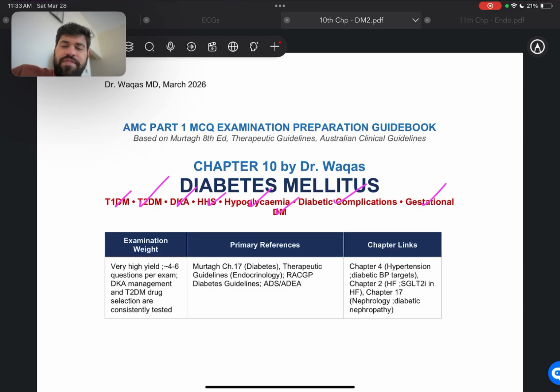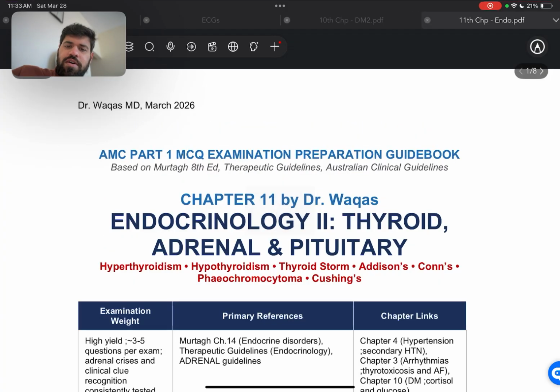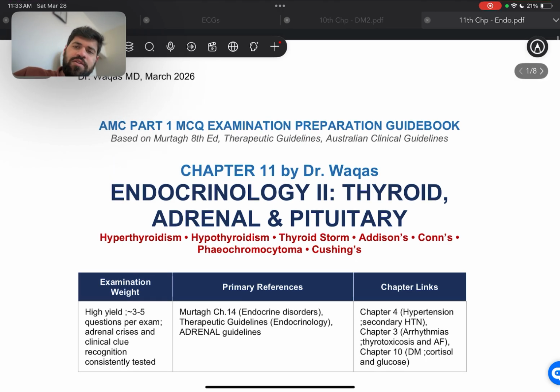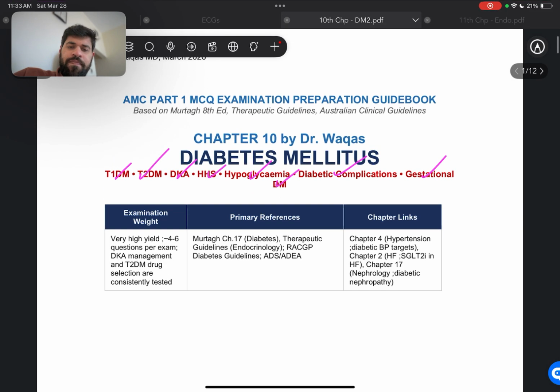And in the next 11th chapter, we have the continuation of endocrinology. We'll be seeing hypothyroidism, hyperthyroidism, thyroid storm, Addison's, Conn's, pheochromocytoma, and Cushing's disease as well.